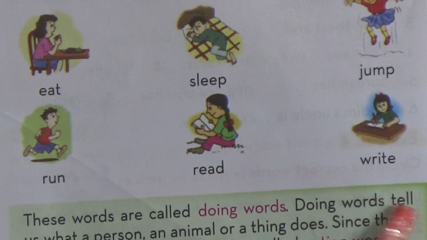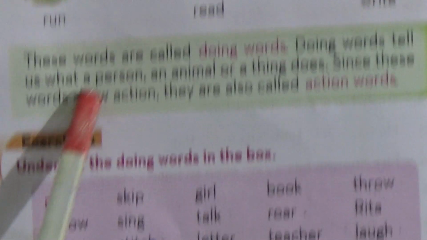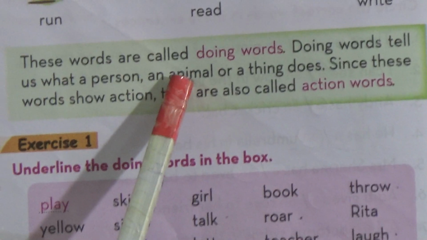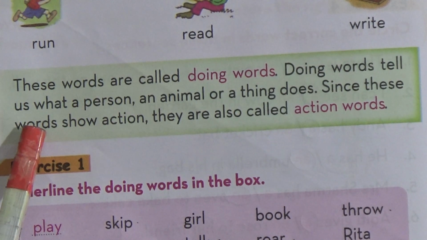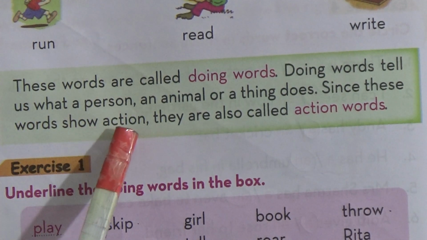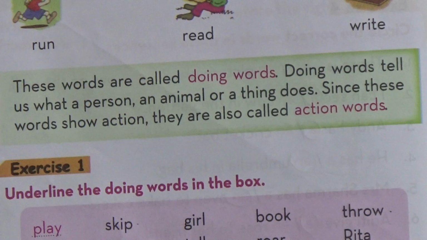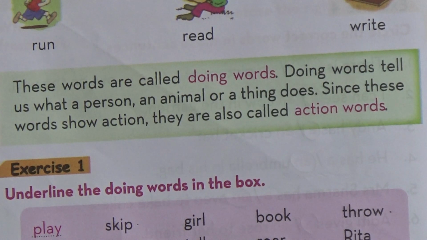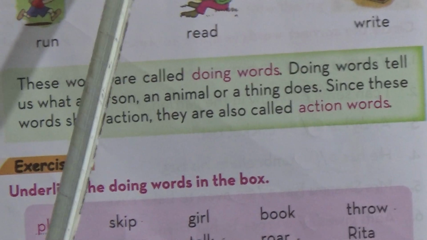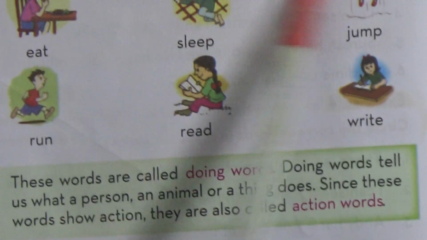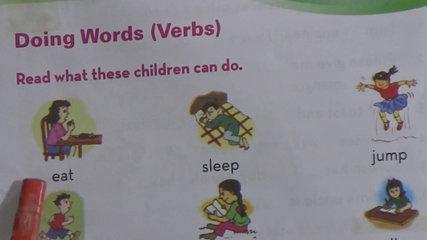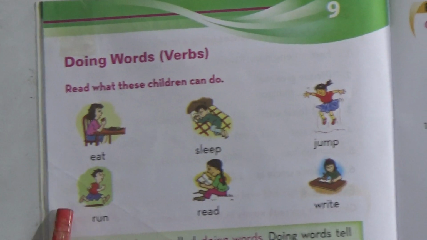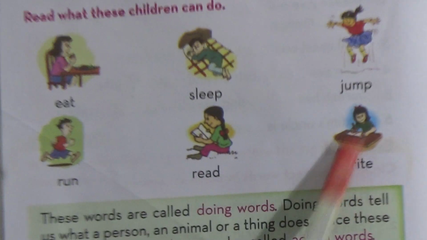Doing words tell us what a person, an animal, or a thing does. Since these words show action, they are also called action words. That means action words and doing words are the same, and they are called verbs. So all these are doing words, action words, or verbs: eat, sleep, jump, run, read, write.